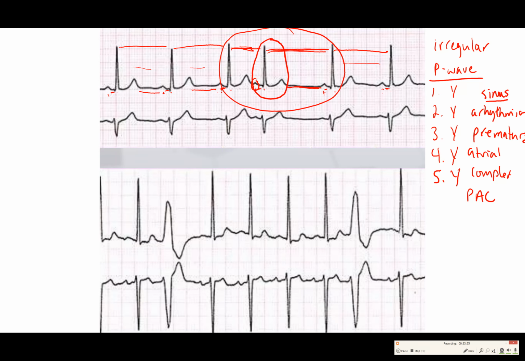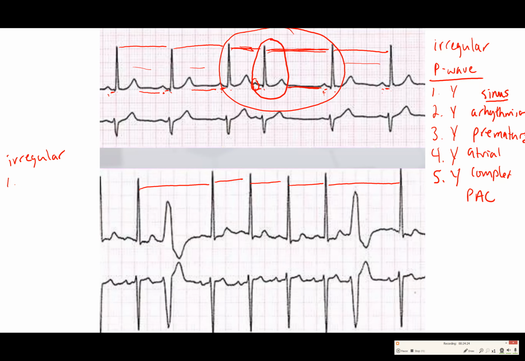Okay, let's go down to the bottom ECG, and we'll ask the first question, is it regular or irregular? Now, my eyes are drawn to these 4 in the middle, and they look very regular. The distance between those looks very regular. However, between this one and this one, and this one and this one, they're quite long. So technically, you would say this is irregular. Okay, so then we have to go through our 5 questions about P waves.